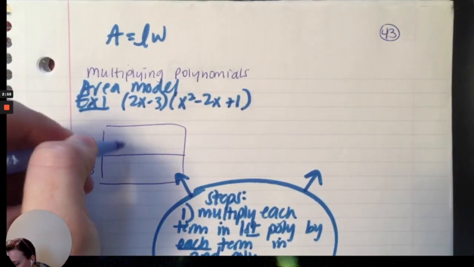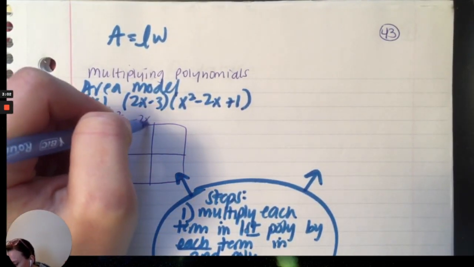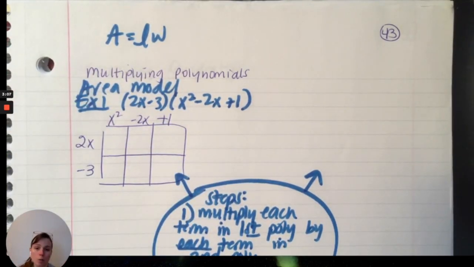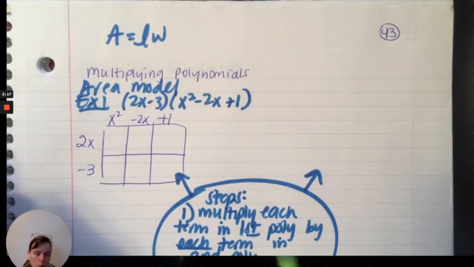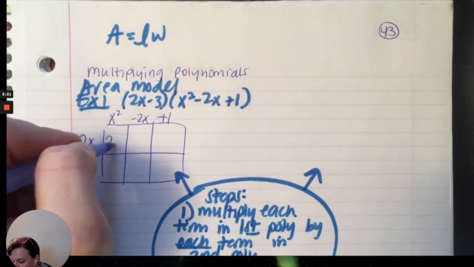And then for this second one is a trinomial, so I'm going to have an x squared minus 2x plus 1. If you want to put the plus so you remember it's a positive, you're welcome to do that, but you don't have to. And now we just find the area of each little square. So it's breaking down our multiplication in a visual way, all right? And if you liked array multiplication, you probably will like area model. So 2x times x squared is 2x cubed.